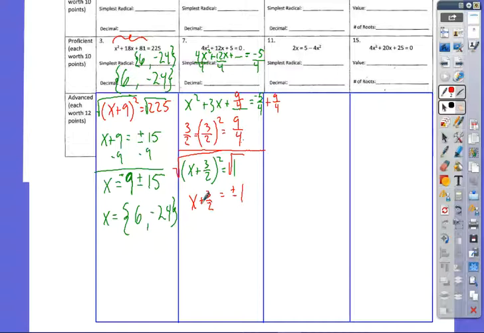What will I do to both sides? Ethan Hindman! Well, then you subtract 3 halves. Let's subtract 3 halves. So we end up with -3/2 plus or minus 1. Now, is this in simplest form? No. So we need to go ahead and simplify this.